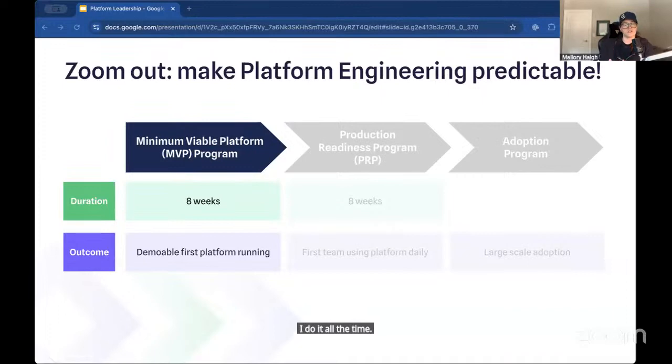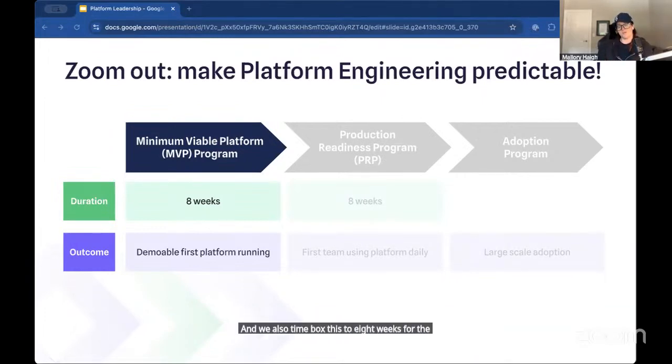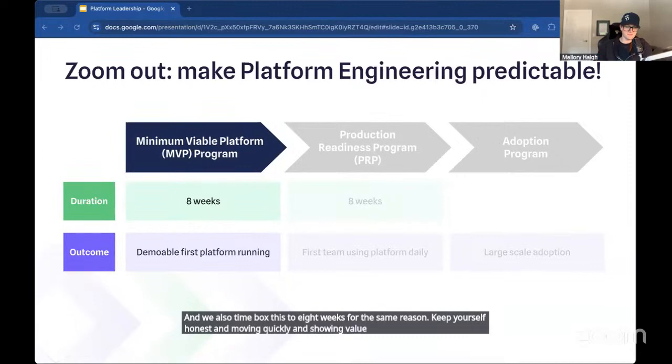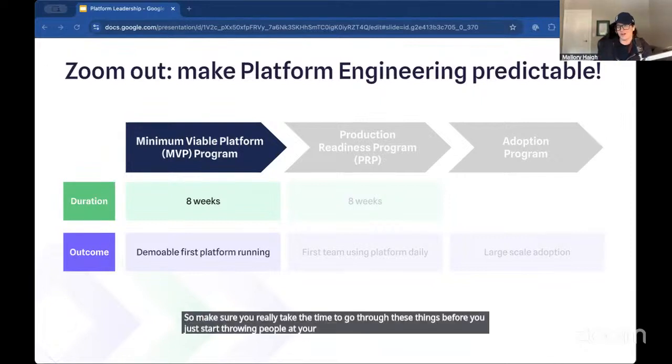After this comes production readiness, where we evolve the MVP into an actual production-grade platform for the first team or first applications. And we also time box this to 8 weeks for the same reason: keep yourself honest and moving quickly and showing value fast. Large-scale adoption only comes after you've really understood these two things and you know how to take your product and scale it, and take your onboarding loop and scale it as well. So make sure you really take the time to go through these things before you just start throwing people at your platform, because otherwise I guarantee you will fall flat on your face.